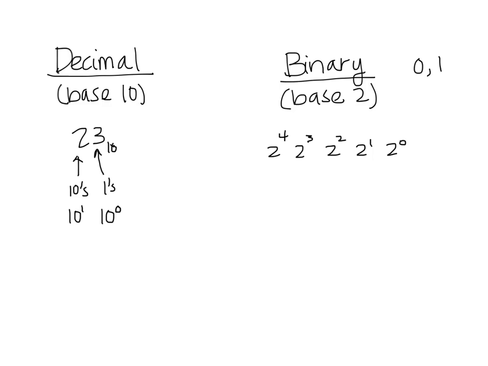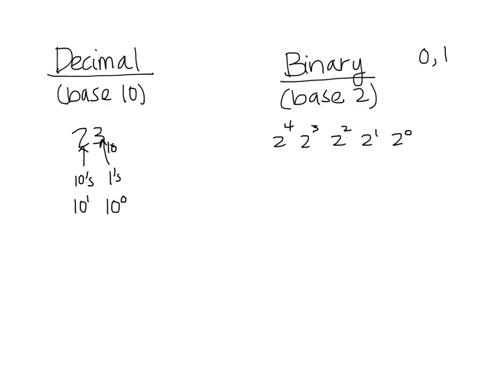So the number 23 in base 10 is represented in binary as 1, 0, 1, 1, 1. And that's because each of these powers of 2 can be represented as a number. So 2 to the 0 is 1, 2 to the 1 is 2, 2 squared is 4, 2 to the third power, 2 times 2 times 2, is 8, and 2 to the fourth power, 4 2's multiplied together, is 16.